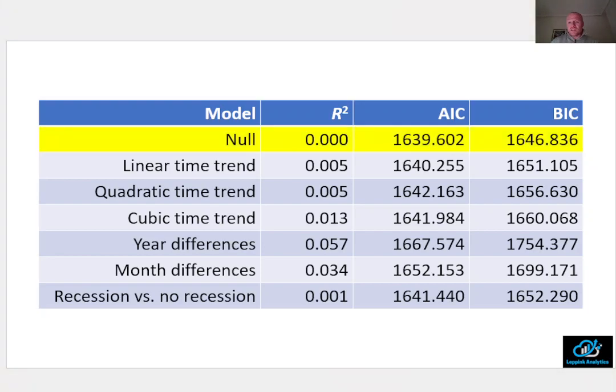And what we see here is that both information criteria prefer the so-called null model, which is basically a horizontal flatline model that states no time trend, no seasonal effects, no recession effect, or any effect whatsoever.